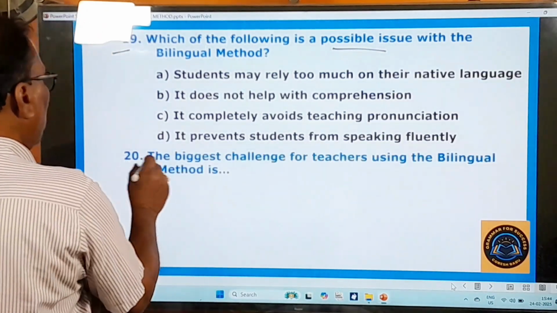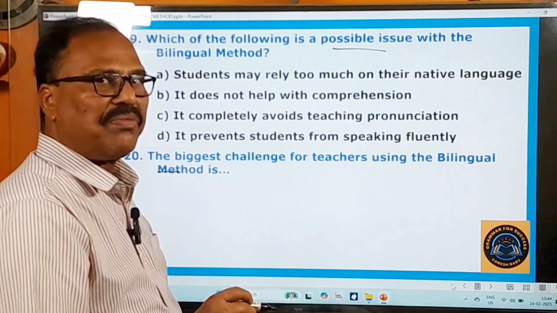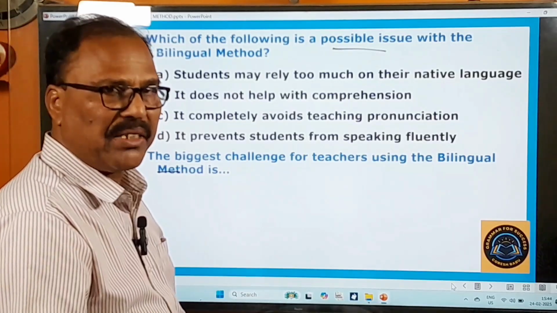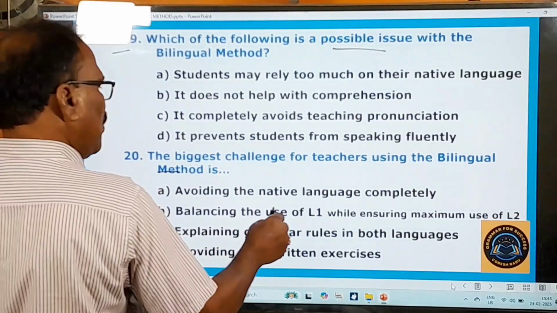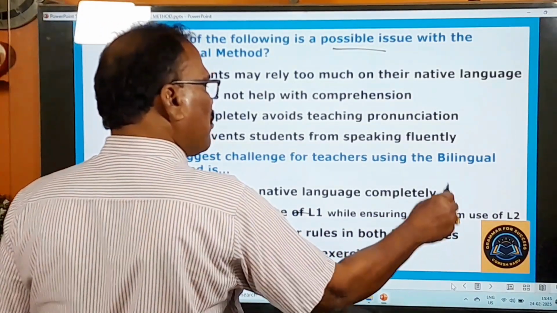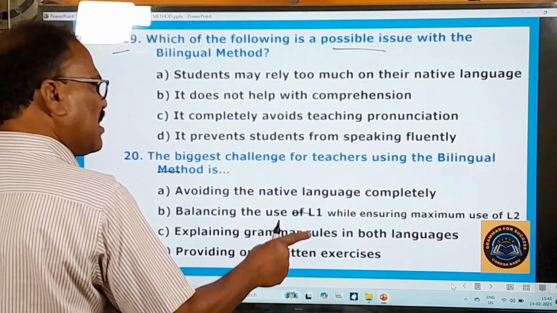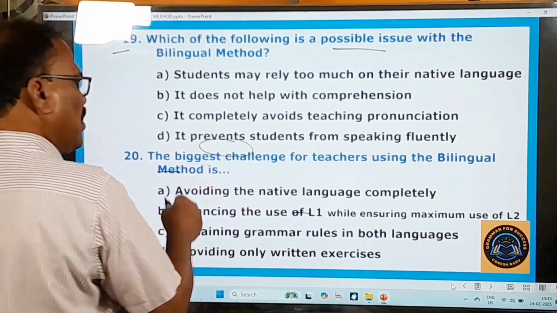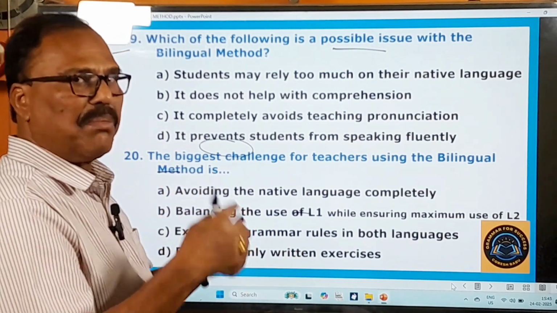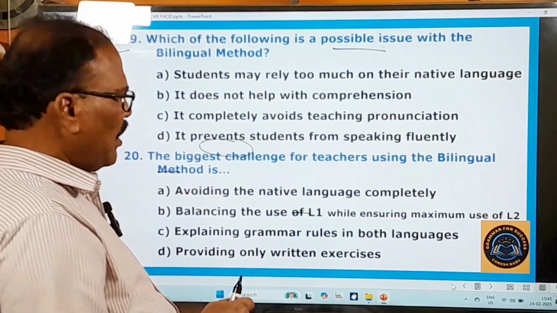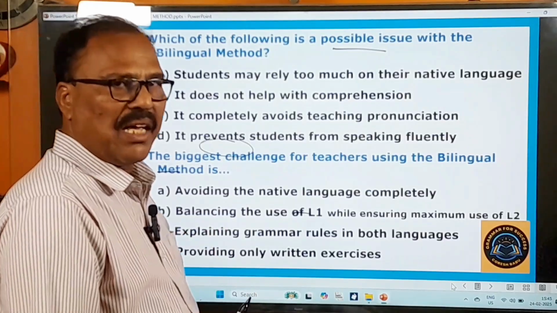What is that? 20th one. The biggest challenge for teachers using the bilingual method is? So what is the biggest challenge for the teachers who are adopting this bilingual method? That is, here it is mentioned, avoiding the native language completely, balancing the use of L1 while ensuring maximum use of L2, explaining grammar rules in both languages, providing only written exercises. What is the biggest challenge, biggest hurdle, biggest stumbling block for the teachers that adopt this bilingual method in their classrooms? Okay, that you know very well. And from these four options, you can easily choose it. And with this, this small exercise will come to an end.